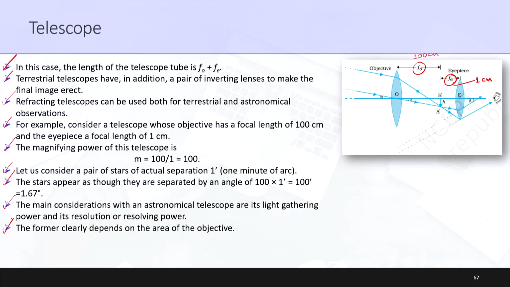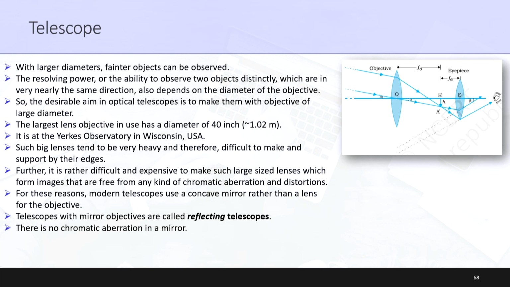The former clearly depends on the area of the object. This is just the theoretical part: what does it depend upon? It depends upon the area of the object. Okay, fine. Let us move on. With large diameters fainter objects can be observed, quite evident. As you keep increasing the diameter, the resolving power of the telescope increases. As the resolving power increases, the objects which had blurry vision with previous smaller diameters can be observed much more clearly.